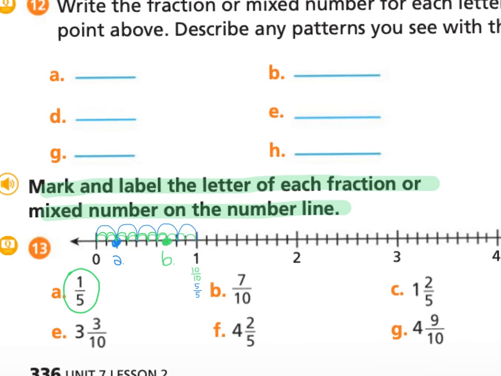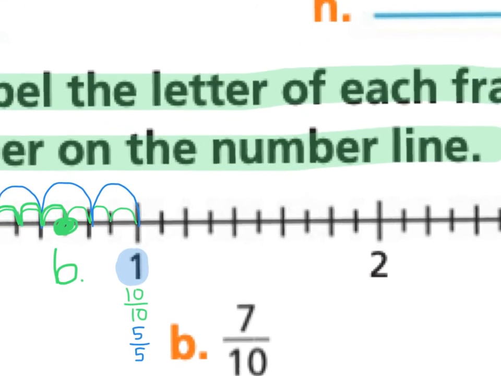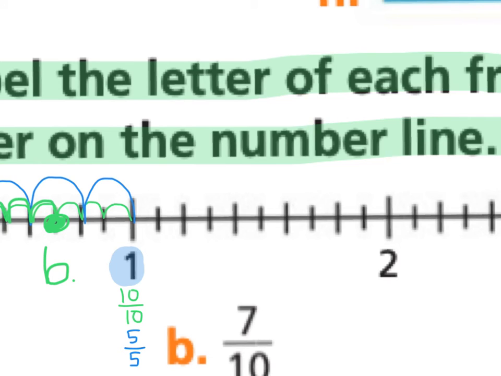C is asking for 1 2/5. When I have this whole number 1 here, that means that I'm going to be past my 1 whole. So I have to be past 1. Let's split up the numbers 1 and 2 into tenths and fifths like we did between 0 and 1. 1, 2, 3, 4, 5, 6, 7, 8, 9, 10.